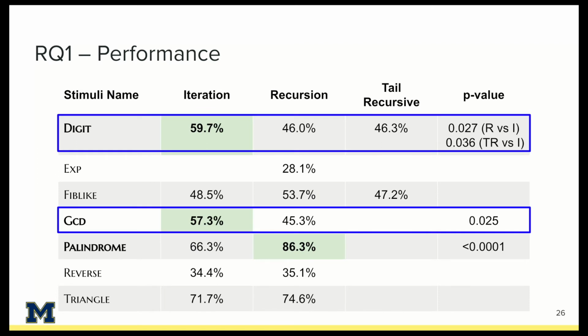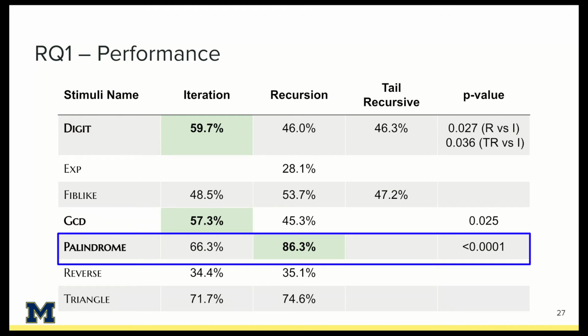The 2 problems with higher performance on the iterative framing were digit and GCD. As a reminder, digit calculates the sum of an input's digits, and GCD calculates the greatest common divisor of the 2 inputs. We observed that digit and GCD are the only 2 stimuli that output a single number with non-branching numeric computation. The other stimuli that output a single number, such as fib-like, have branching computation.